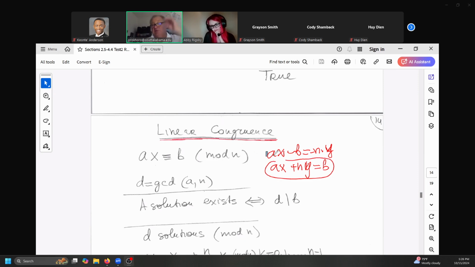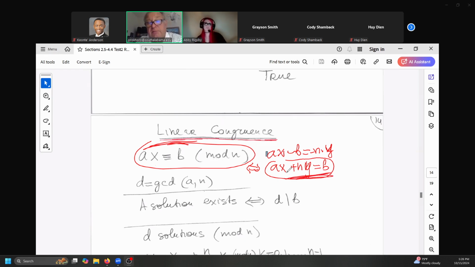What is the name of this equation? What we see right there, ax plus ny equals b. It's just what we discussed at the beginning, the Diophantine equation. And so this and this are the same, just written in a different way. a times x plus ny equals b. And we need to find this solution. But we know how to solve these equations.